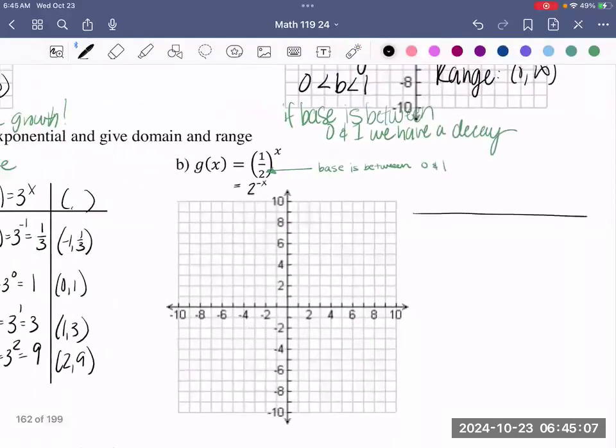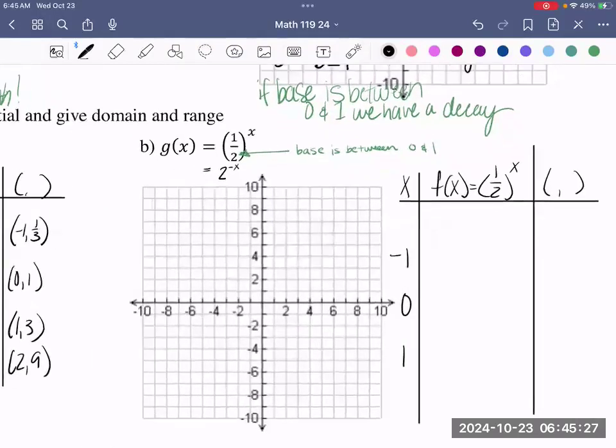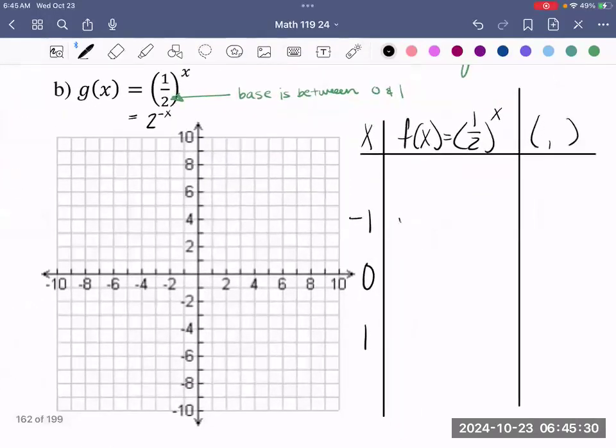So let's go ahead and pick some values. 3 to 4 would be a good value. So we have f of x is equal to 1/2 to the x here. So let's try to pick just the first 3 again. So let's take a look at -1. So f of -1 is equal to 1/2 to the negative first. We have a negative exponent, so we're going to flip your fraction upside down. So we're now at 2 over 1. So we have negative 1, 2.